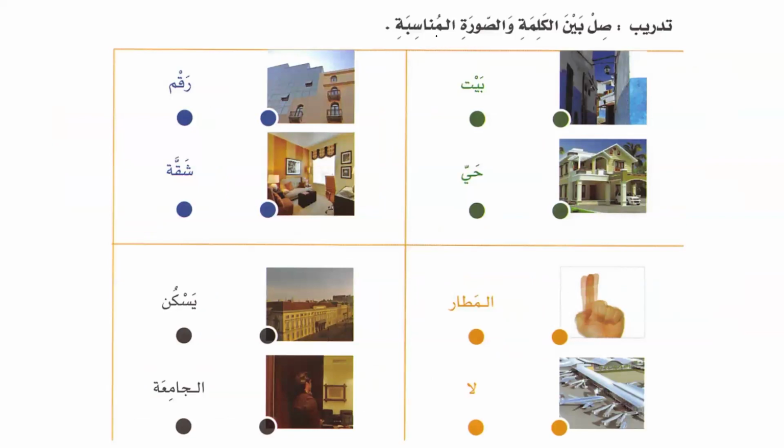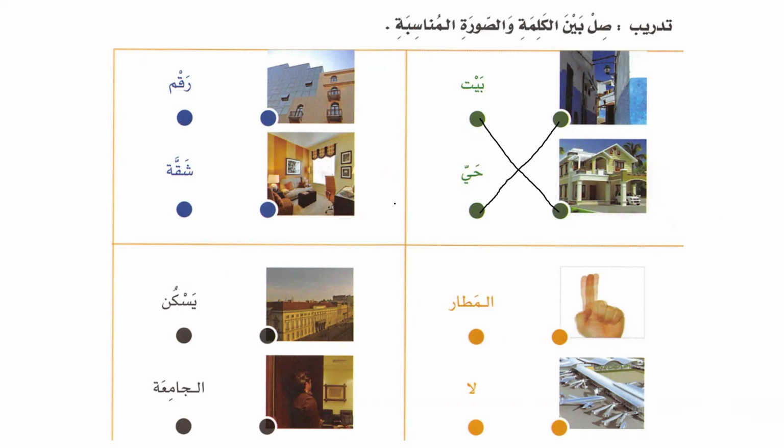تدريب شل بين الكلمة والصورة المناسبة. Now you have to connect between the word and the appropriate picture. بيت, and then we have حي. So this looks like a house, so you say بيت, so you connect between this and this. And then حي is basically the district, the place where many people live together.